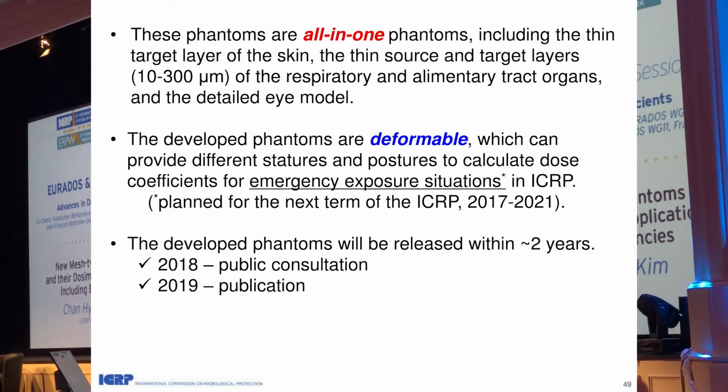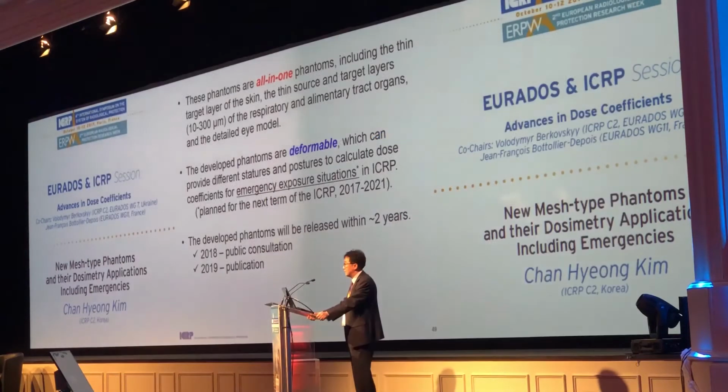These phantoms include the thin target layer of the skin and the thin source and target layers of the respiratory and alimentary tract organs and the detailed organs. We call them all-in-one phantoms because now we can calculate all those coefficients for internal and external exposure using only these two phantoms. We don't have to use any additional stylized phantoms. That is why we call them all-in-one phantoms. The developed phantoms are deformable, which can provide different statures and postures as necessary to calculate those coefficients for emergency exposure situations in ICRP.